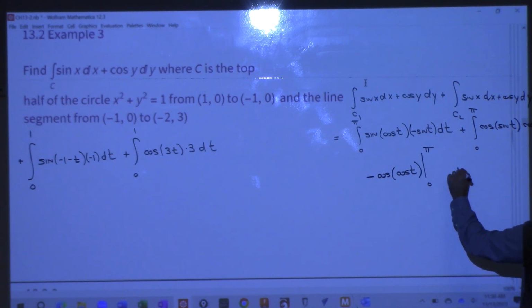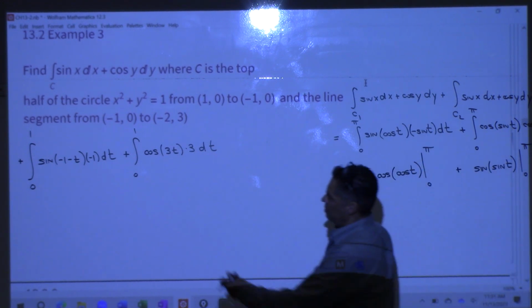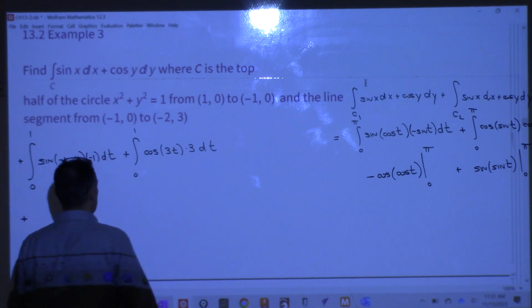And then plus, this is the same thing, isn't it? Except this time it's sine of t, 0 to pi. See, this time u is sine. There's a derivative. So this is really antiderivative of cosine of u, which is going to be sine of u, and then you evaluate. And then plus, let's do this one. Do y'all see all of these are working the same way?